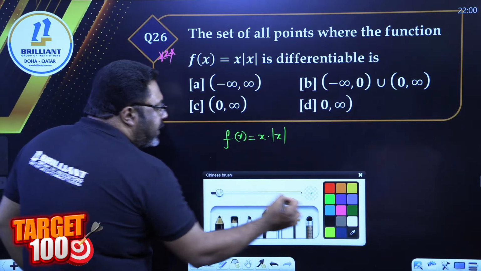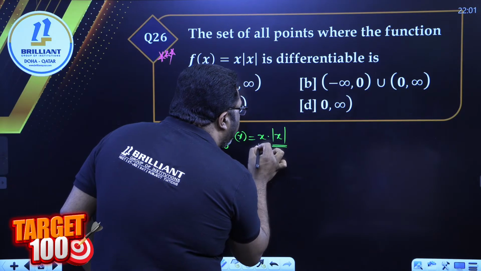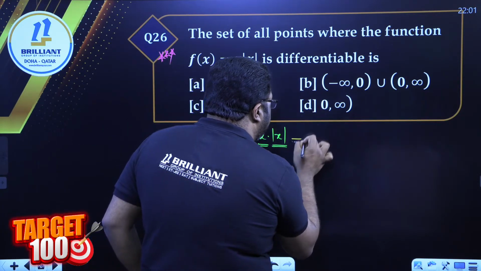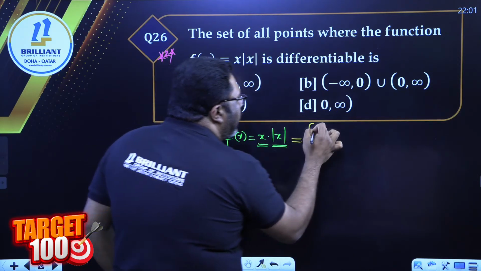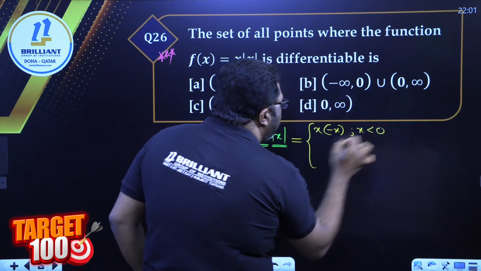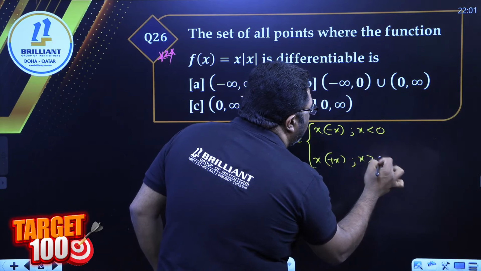The reason for this is because modulus x is being multiplied to a polynomial function, the complete story changes. We have learned that a modulus x is either a negative x when x is less than 0, or a positive x if x is greater than or equal to 0.